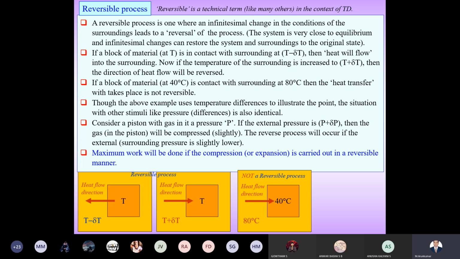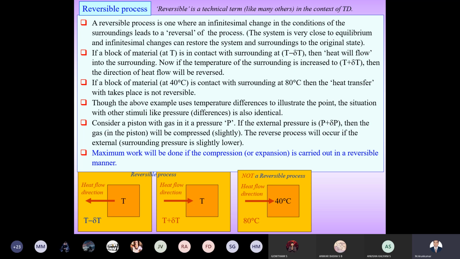Under this equilibrium condition, there are infinite changes to restore the system and surroundings to the original state. So after some process, it will try to come back. It is an infinite process for a long span of time. For a long span of time, it will try to come back to its original position. That is called restoring the system and surroundings. So that's why it will come back to its original position.